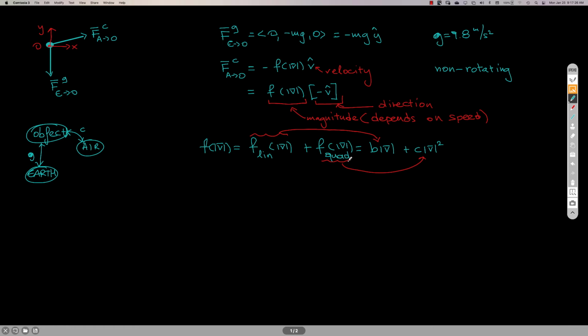Now, b and c themselves, I can say b depends on the diameter of the projectile, but also on the nature of the medium, and c, and this is by the way, in case, let me see if I can make it better.